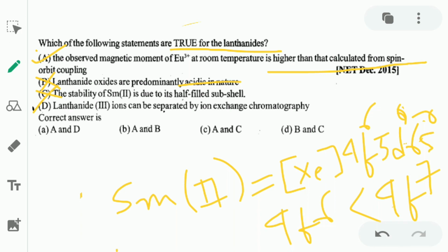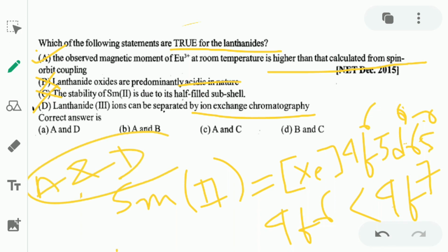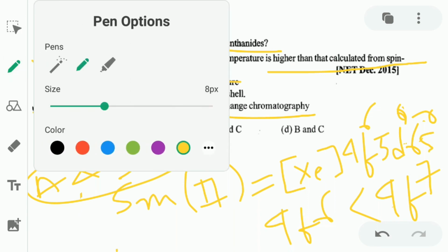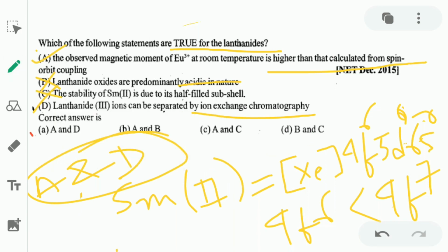Let's check out the last option. Lanthanide 3+ ions can be separated by ion exchange chromatography. As we all know, it is true. So, statements A and D are true. So, the correct option is option A.